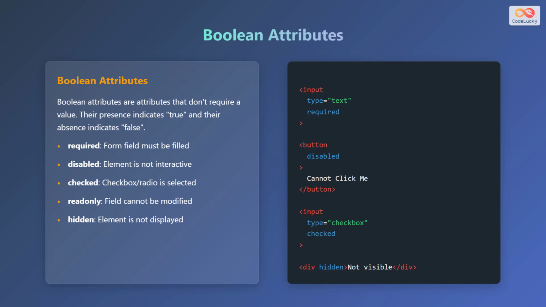Let's see some examples. The input tag with type text and required attribute. The button tag with disabled attribute. An input tag with type checkbox and checked attribute. And a div tag with hidden attribute that makes the content not visible.